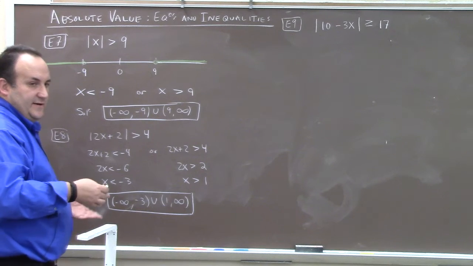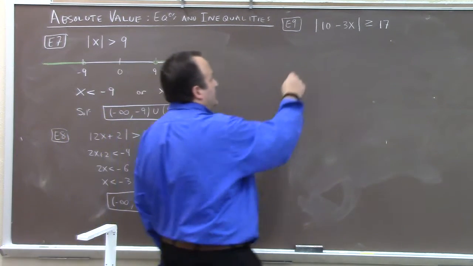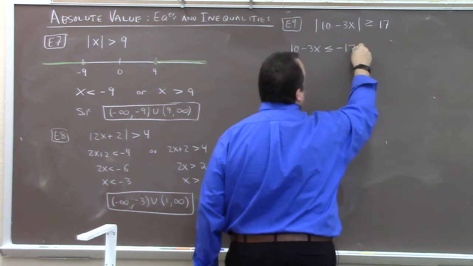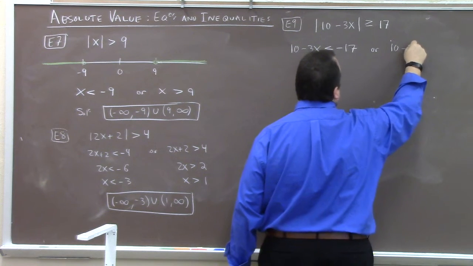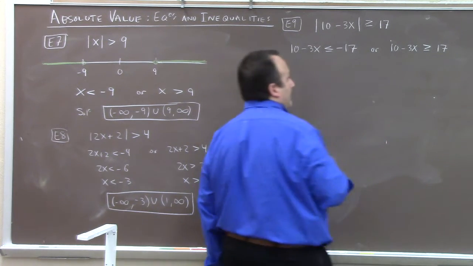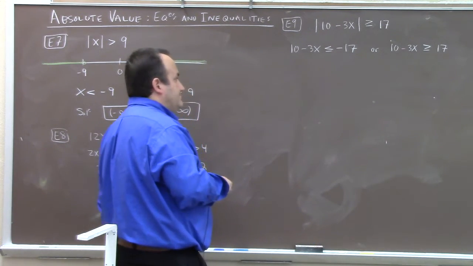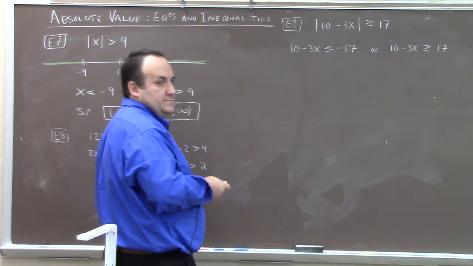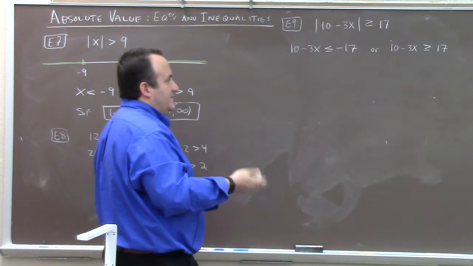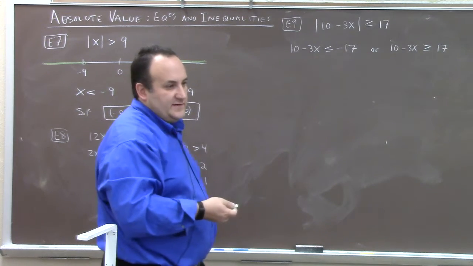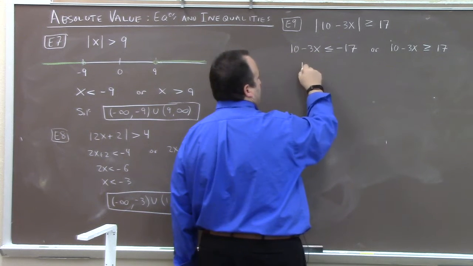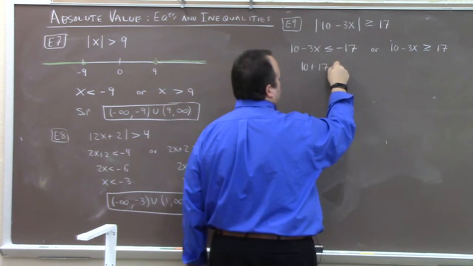So there are two cases, right? The one case is 10 minus 3x less than or equal to minus 17, or 10 minus 3x greater than or equal to 17. So when I want to solve the one on the left, what I like to do is to add 3x to both sides and add 17 to both sides. Basically, I'll take this and reorder it as this, right? This is 10 plus 17 is less than or equal to 3x.